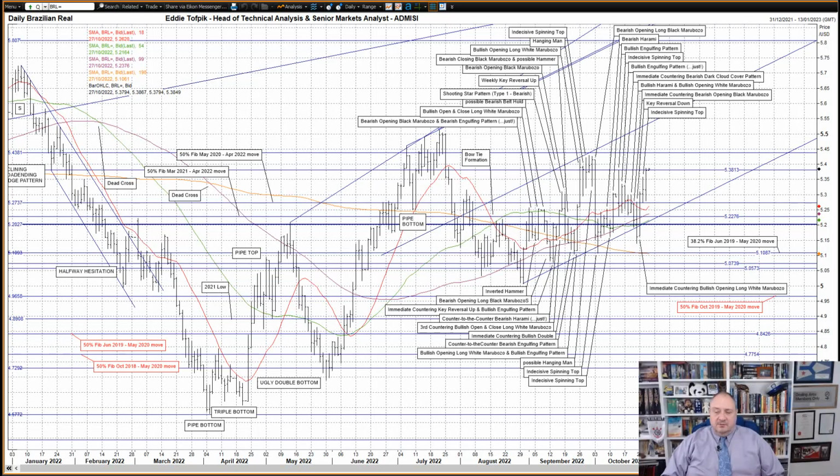US dollar against the Brazilian real. A third bullish white soldier yesterday and a continuing follow-on higher to the recent large immediate countering bullish opening long white Mariposa. Interestingly, for a second time, the market uses as a base the 50% Fibonacci line at 527.37 of the May 20 to April 2022 move, which has earlier been a cap on prices.